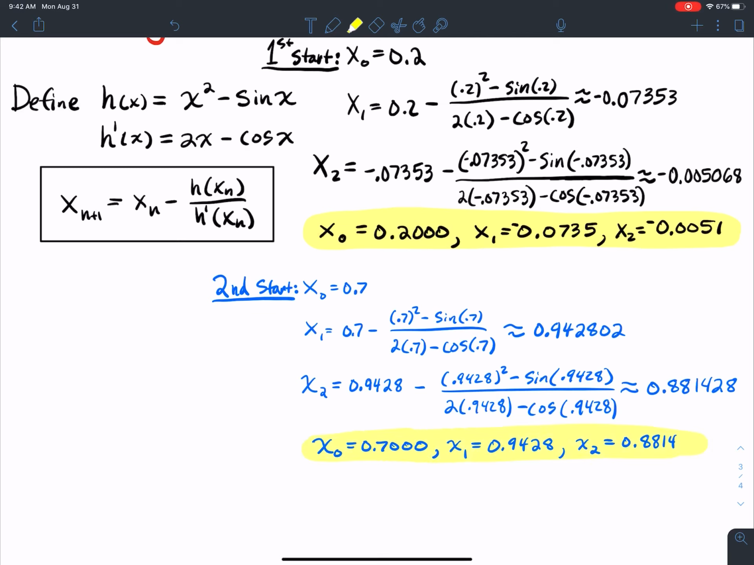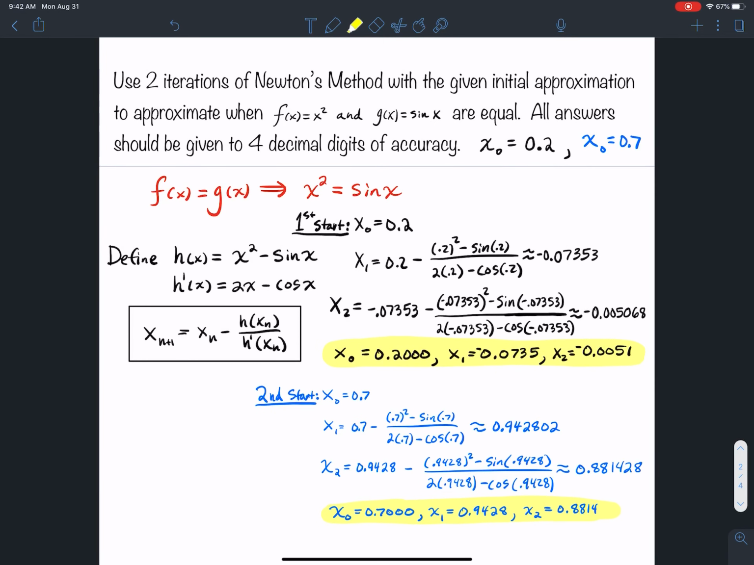Hopefully that gives you a better idea of what to do if you're given two functions and trying to figure out what the solution is, what x values these functions need to have in order for them to be equal to each other.